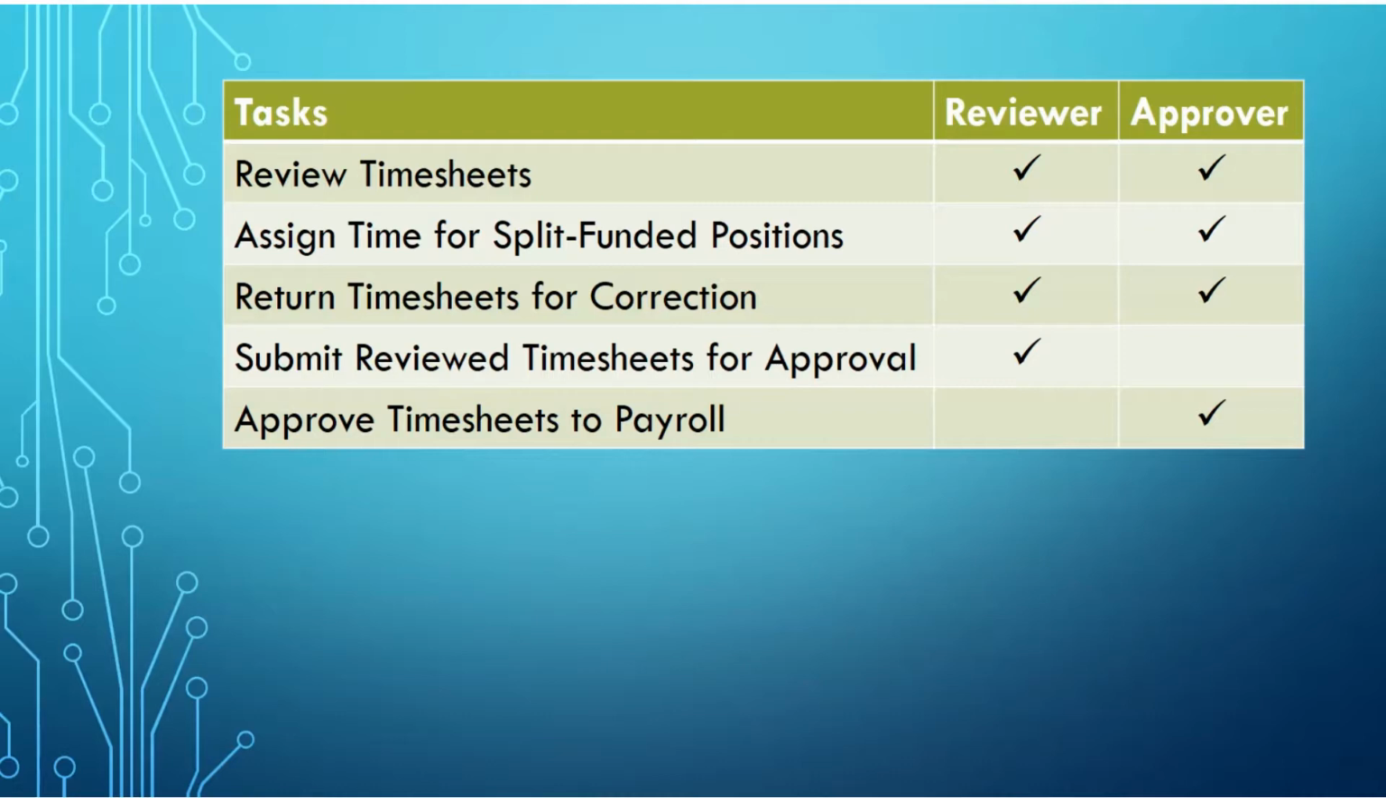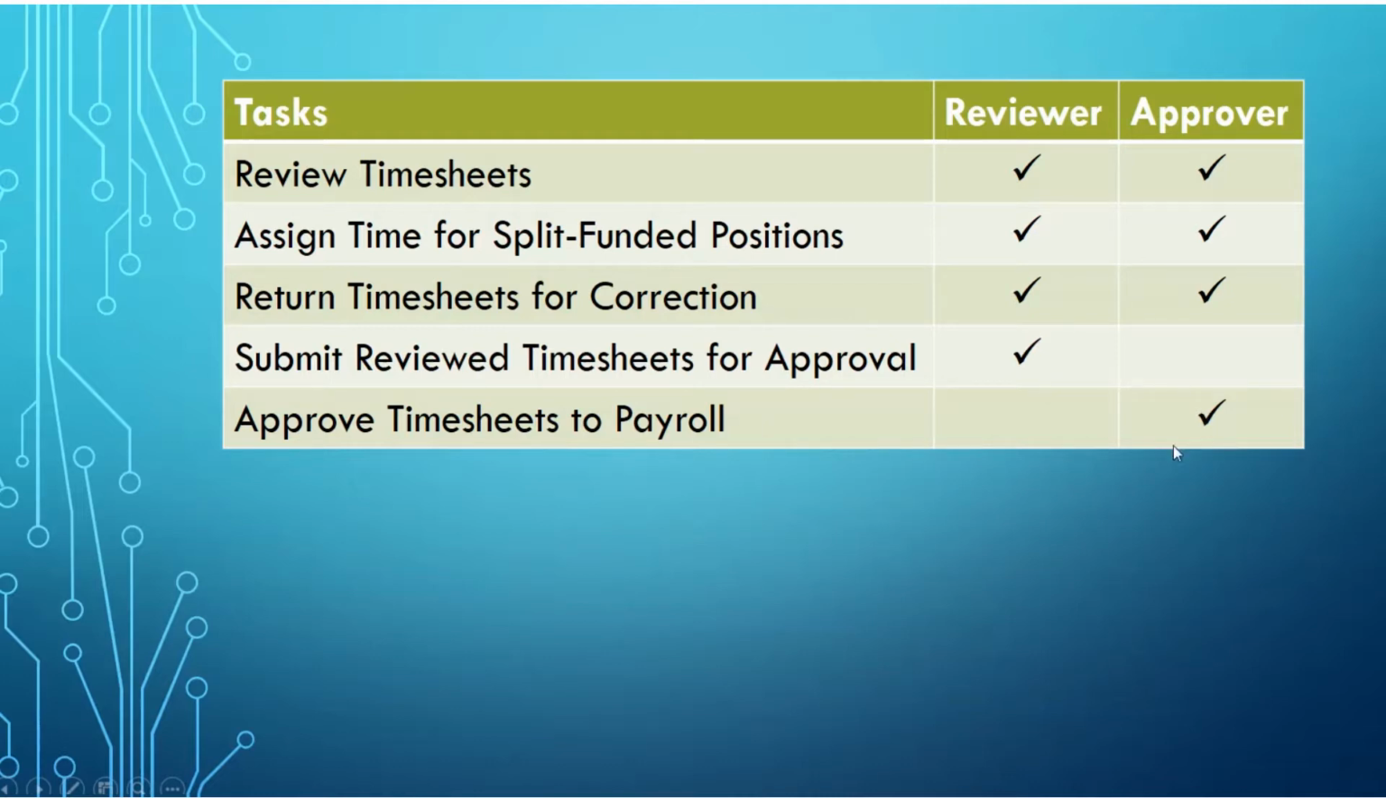an approver can do. You may have received an email that tells you that you've been assigned as a reviewer or an approver and wondered why there are two different roles. So the reviewer can review timesheets, assign time for split funded positions, and return timesheets for corrections. That's the same thing an approver can do. So both roles can basically do everything that you would do if you had received a timesheet to check over. However, a reviewer can only submit reviewed timesheets for approval. They can't send them to payroll through the system.